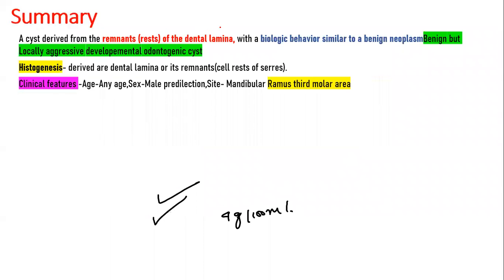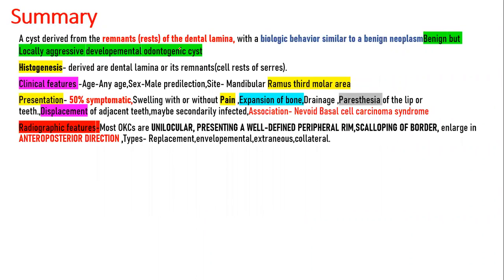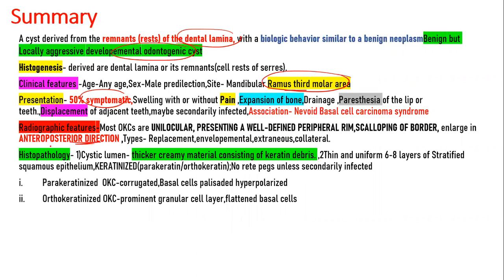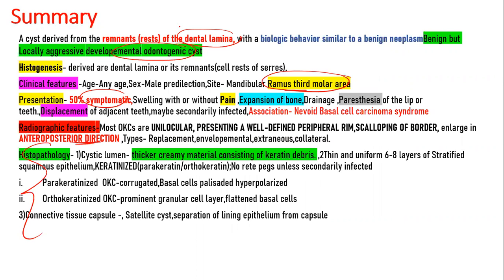To summarize, in the previous video, I had already told you that this is a developmental odontogenic cyst derived from the remnants of the dental lamina or the cell rests. It most commonly occurs in the posterior body of the mandible, in the ramus third molar area, 50% asymptomatic. Radiographically, it is unilocular with a well-defined scalloped rim and anterior-posterior growth. And today in the histopathology, we have discussed that the cystic lumen contains a thick, creamy material consisting of keratin debris and low protein content.